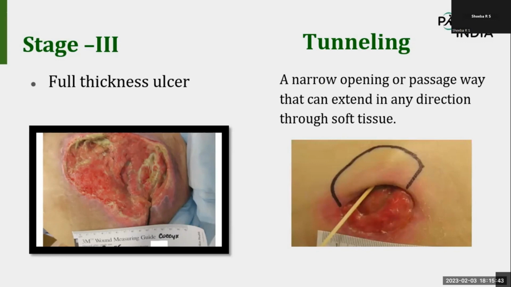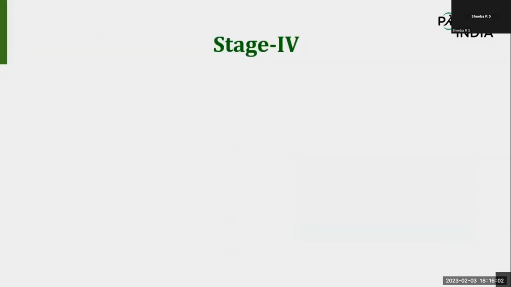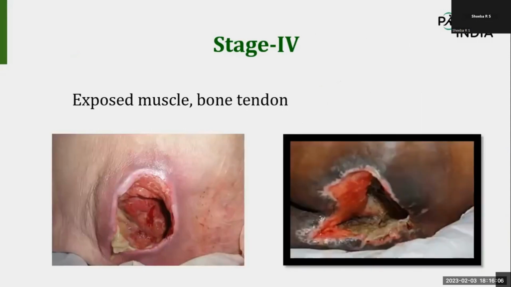If the wound has tunneling, when we do the assessment, you have to do a better assessment. If the wound has any tunneling, you have to give special attention to that area. Otherwise, the wound won't heal properly. Coming to the fourth stage, exposed muscle, bone and tendon will be there. You can see the muscle, bone and tendon. So this is the fourth stage.